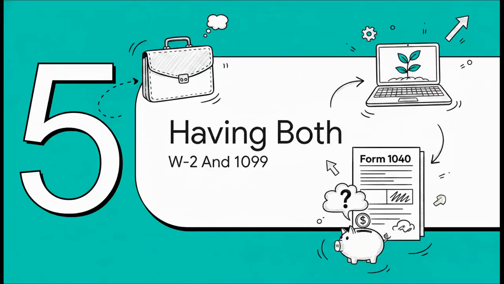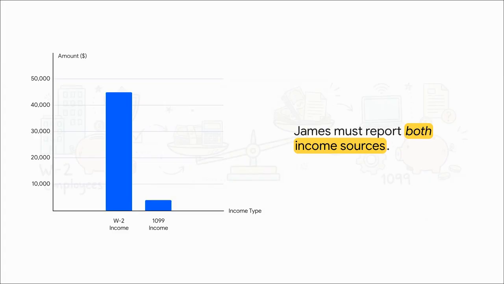Section 5, Having both a W-2 and a 1099. Now, what about people who actually have both? This is incredibly common today in the gig economy. Many people have a regular W-2 job and earn freelance or gig income on the side in the exact same calendar year. In this case, both income sources must be reported on the exact same Form 1040. The W-2 income goes on the standard wages line, and the 1099 income goes over on Schedule C.